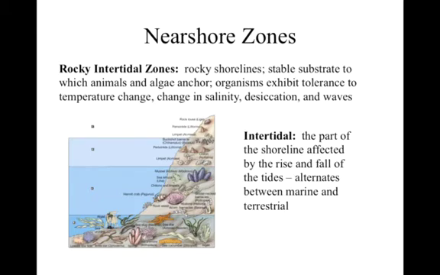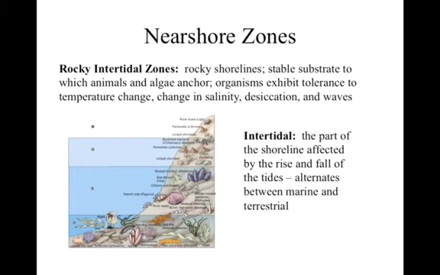Another nearshore zone, again, one that's maybe less common in South Carolina, is the rocky intertidal zone. This is something you see a lot on the Pacific coast. We have rocky shorelines, and that gives a very stable substrate that animals can attach to, as well as algae. Algae can also grow off that.